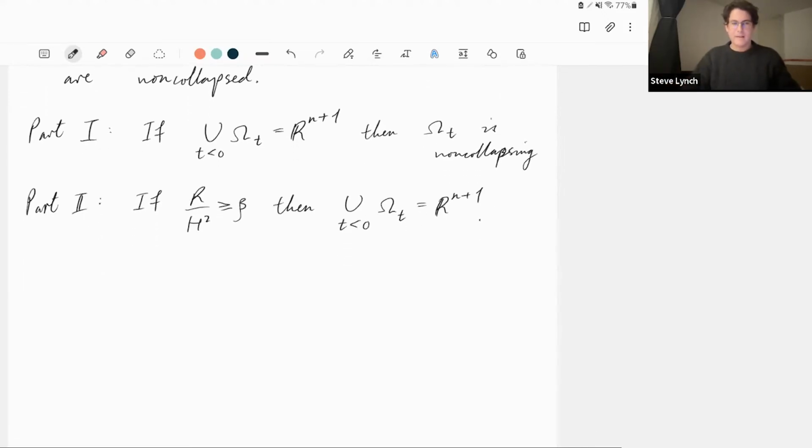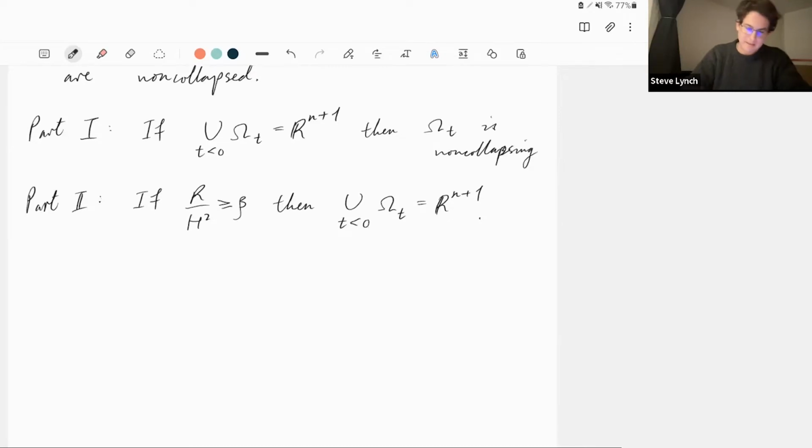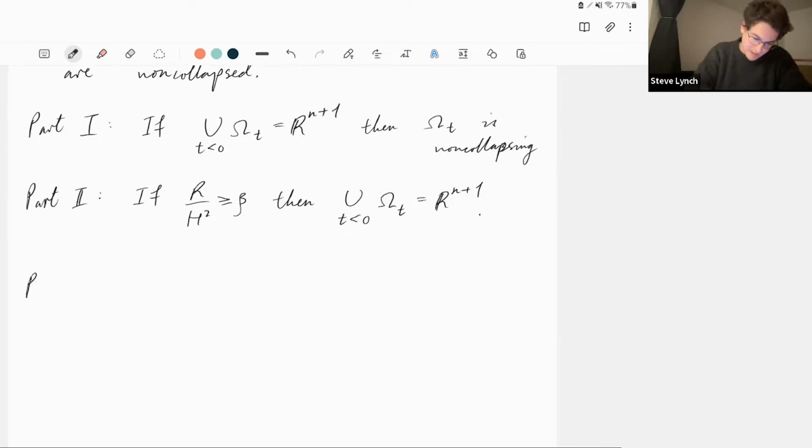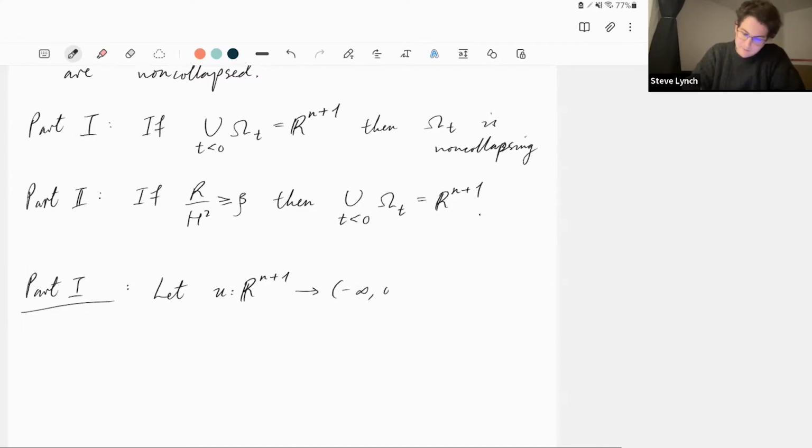Okay. I'll try not to get bogged down by too many details, but just give a fairly good idea of how each of these parts is established, beginning with part one. The crucial tool we make use of here is the arrival time. So let's fix a convex ancient solution with time slices Omega_t, and define its arrival time in this way.